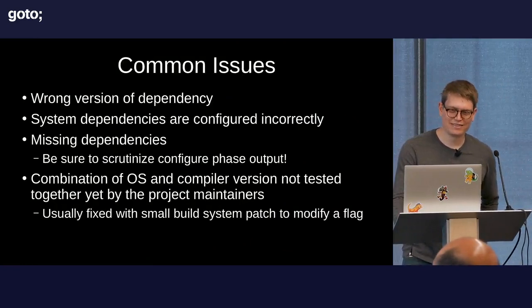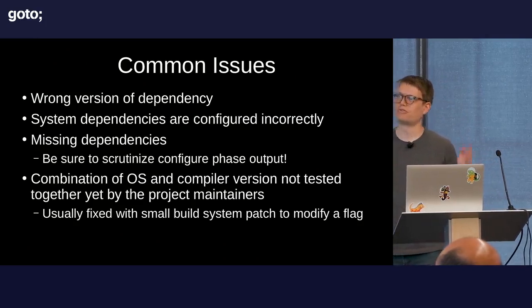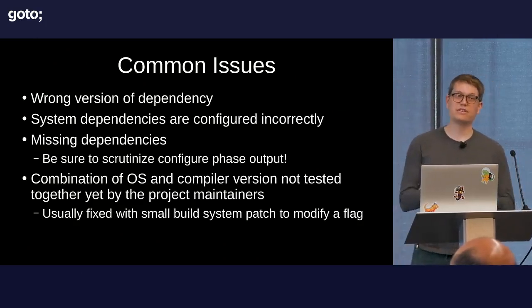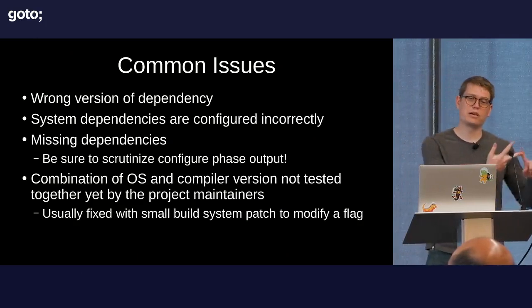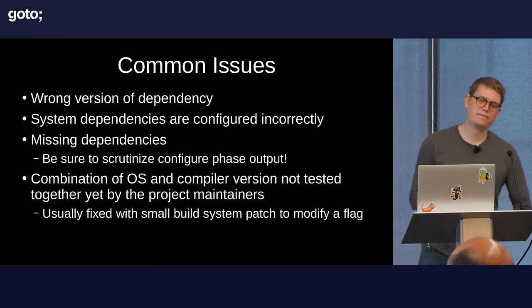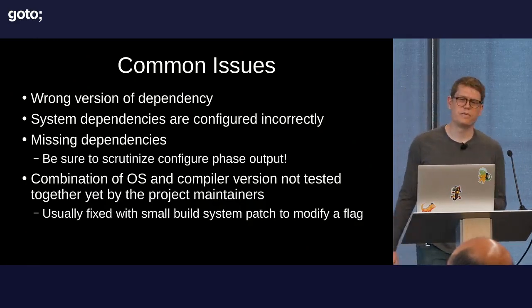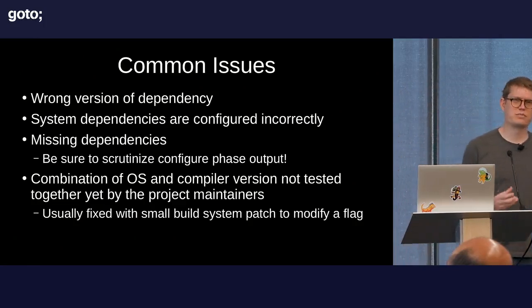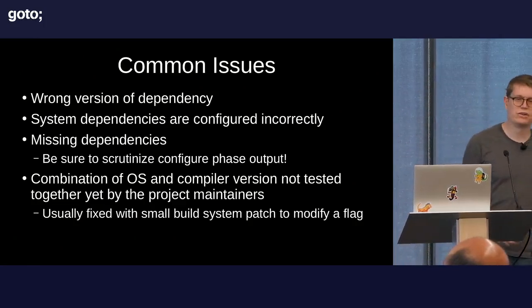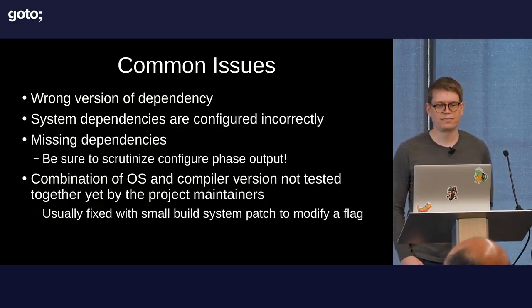Yeah. So almost every failure to build from source will be one of these issues. That was just the wrong version of the dependency. The system maintainer just did some weird configuration options that the upstream developer didn't expect. Missing dependencies. You can usually see the missing dependencies from the configure output, so make sure to scrutinize that. Or this one's kind of common: they didn't test that version of the operating system with that version of the compiler, and there's just some little error. That can usually be fixed with a tiny little patch to the build script. And those kinds of patches are actually appreciated by the maintainers.